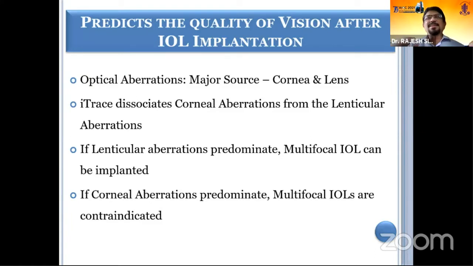helps. Now, as has been mentioned earlier, eye trace measures the aberration of the eye, and it not only measures the aberration of the eye, but it dissociates the aberrations of the cornea and the lens. And that is the advantage, that if there is predominant lenticular aberration, then in that case, you are removing the lens. So you can put a multifocal IOL because there's no aberrations left. And if it's predominantly corneal aberrations, then you cannot put a multifocal IOL because there are so many aberrations.